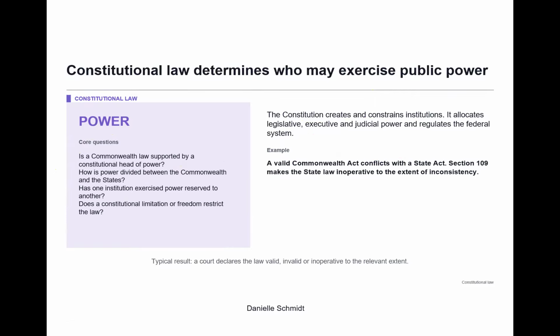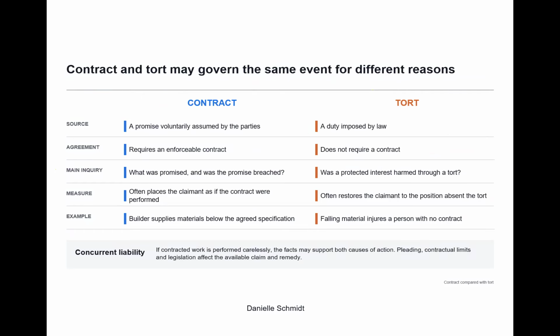Now, contract and tort may actually govern the same event for different reasons. So here on the left-hand side, we have contract issues, and on the right-hand side, we have tort. So the source is different. The source under contract is a promise voluntarily assumed by the parties. This is in the contract, verbal or written. And under tort, the source comes from a duty imposed by law.